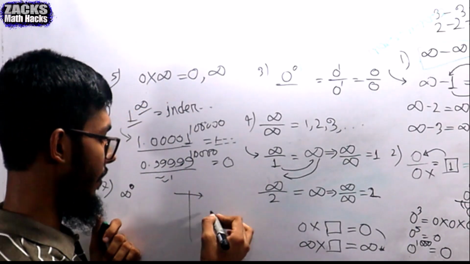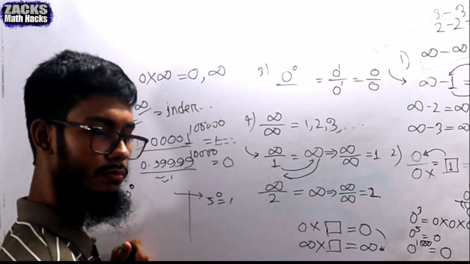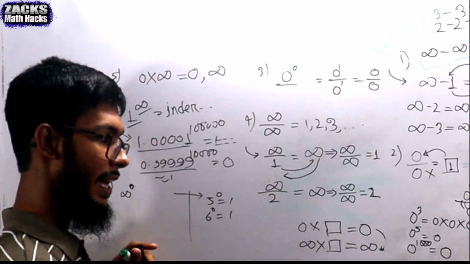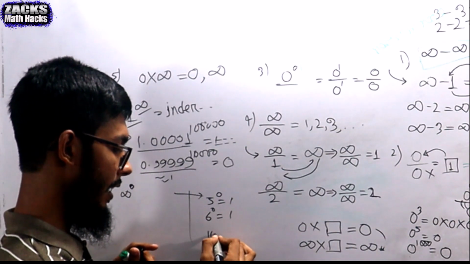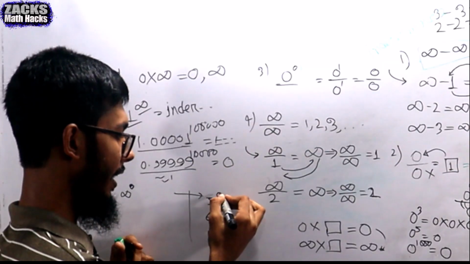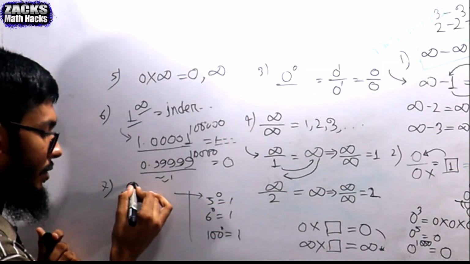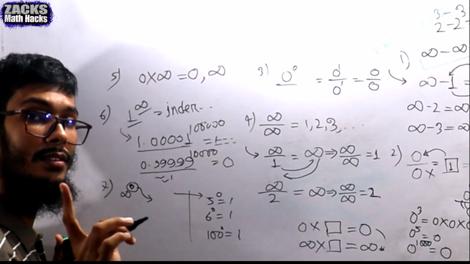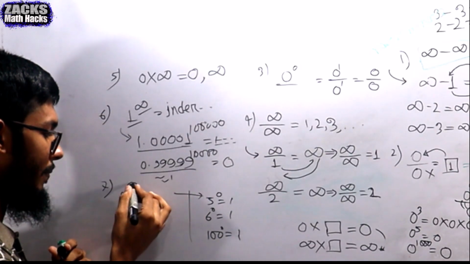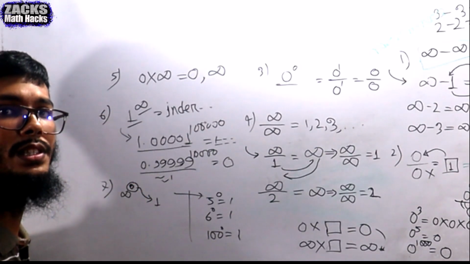The concept is the same here. If I asked you, for example, 5 to the power 0 equals what? 1. 6 to the power 0 equals what? 1. 7 to the power 0. Any value to the power 0 equals 1. Like 100 to the power 0 equals what? You will say 1. So here, the tendency of the power 0 is to shrink the result to 1. This is the idea of the power 0.